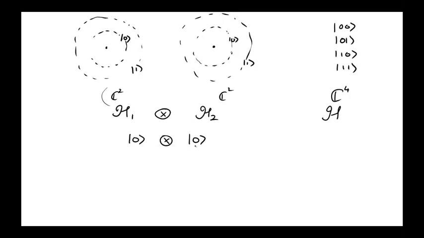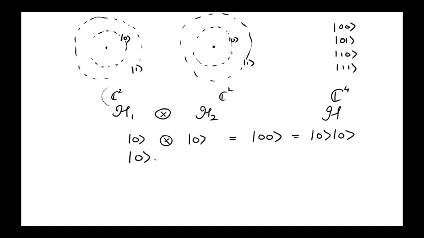And this tensor product we also write as, so when we write 0 tensor 0, this is what we've been calling 0 0. Right? And sometimes we'll also write it just as ket 0 ket 0. So this is what we mean by saying, well, the first electron was in the state 0 and the second electron was in the state 0.